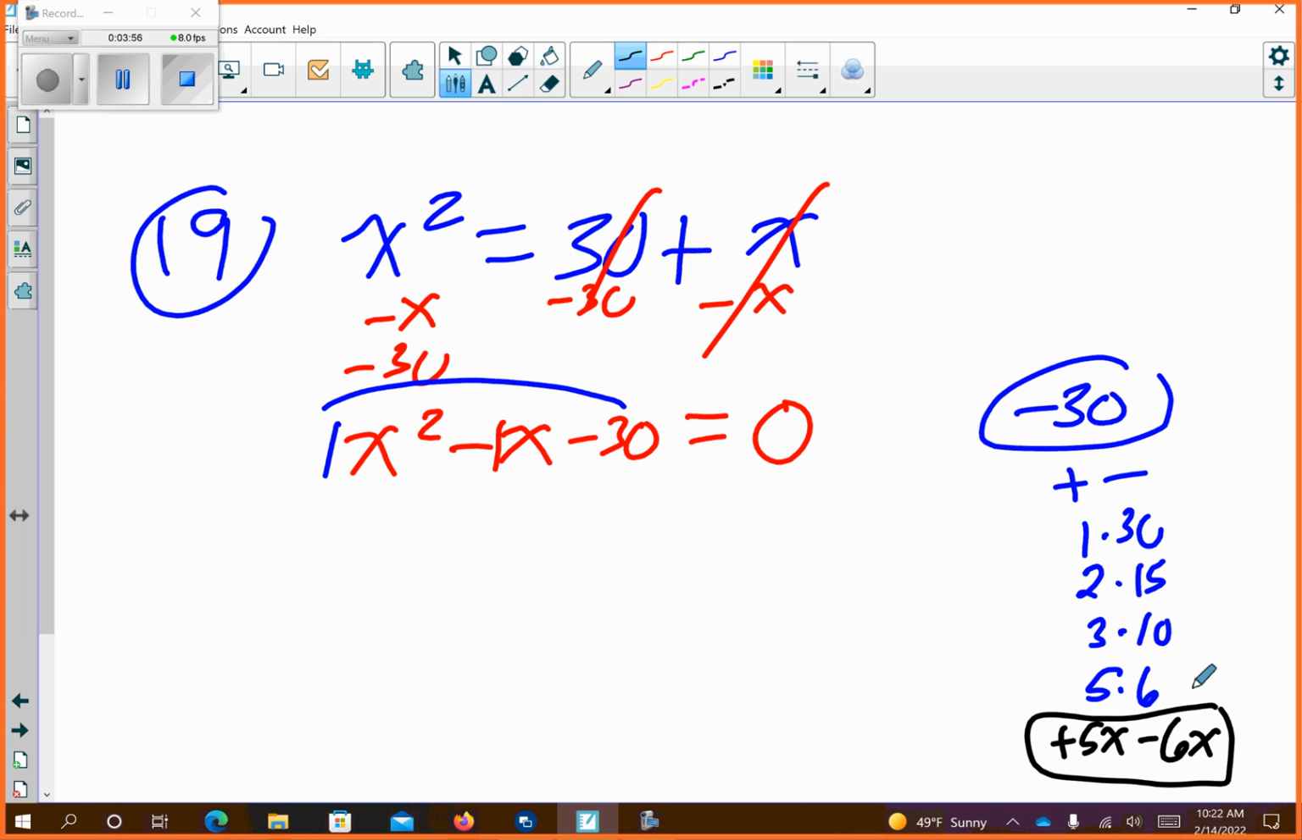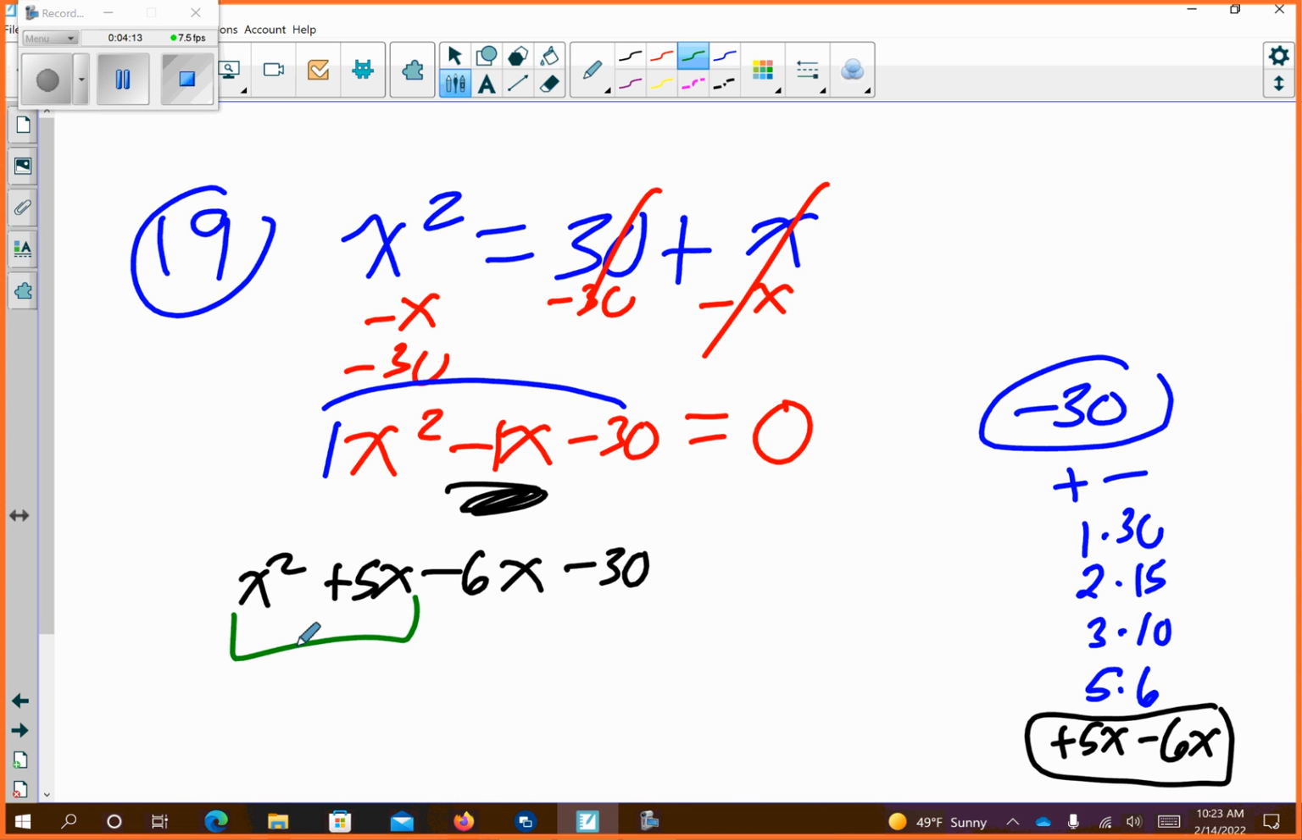So this right here is what we're going to plug in place of here. Okay? It doesn't matter the order I plug them in as long as the signs that I've assigned to them go with it. So I'm going to get x squared plus 5x minus 6x minus 30. So what do I have in common there? X, good. And that leaves me x plus 5.